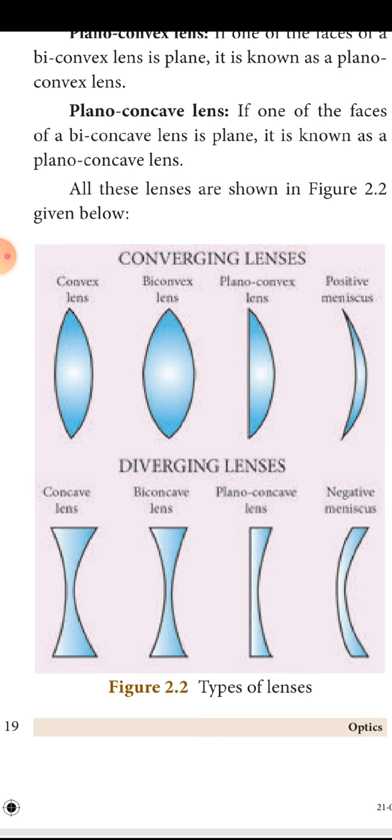Biconcave lens, both sides have the same curving. It is called a biconcave lens. Plano-concave lens, one is plane, another one is curved. So this is a plano-concave lens. Negative meniscus, the first one is convex and second one is concave, is called negative meniscus. These are the different types of lenses.